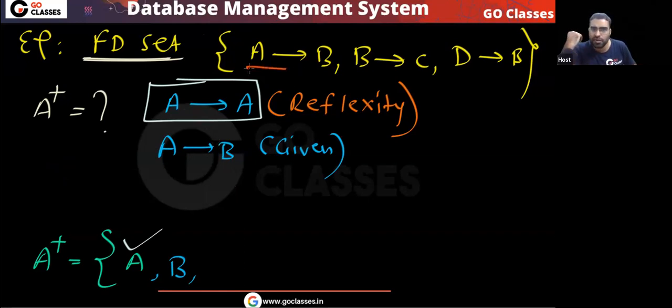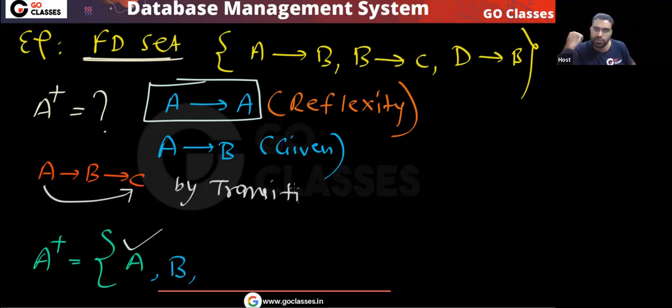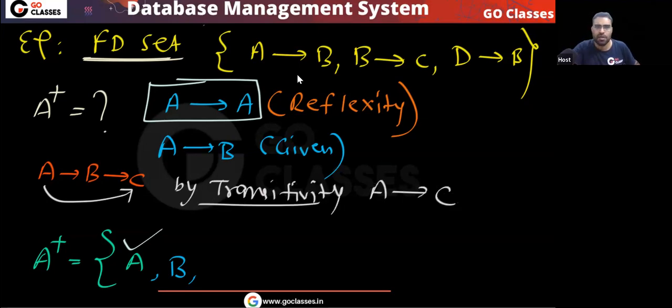Notice transitivity. From transitivity, you can see that A determines B, B determines C. Then what does transitivity say? You already know the rule of transitivity. By transitivity, can I say A determines C? See, A determines B, B determines C. So by transitivity, I can say A determines C. So because you can determine C, put C also.